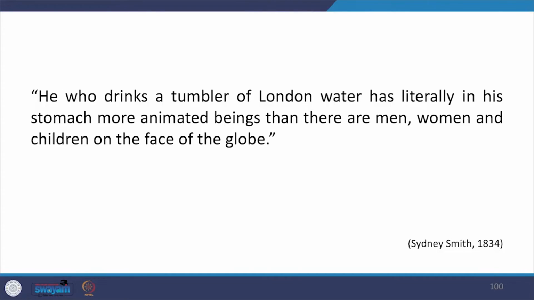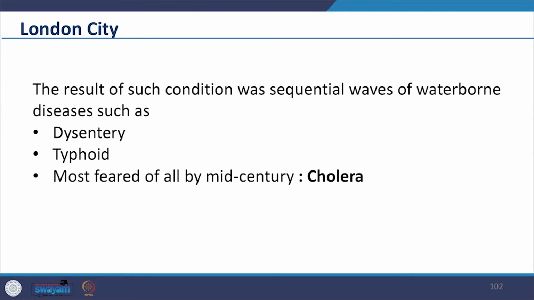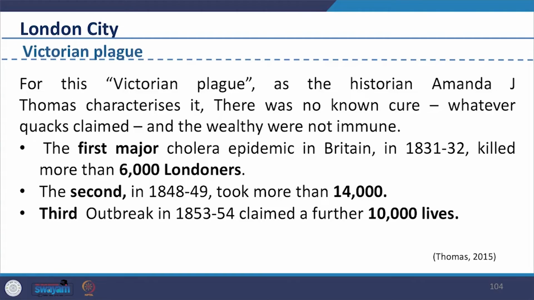In 1834, the humorist and clerk Sydney Smith brilliantly described the unpleasant truth: he who drinks a tumbler of London water has literally in his stomach more animated beings than there are men, women and children on the face of the globe. The result of such conditions was sequential waves of waterborne diseases such as dysentery, typhoid and, most feared of all by mid-century, cholera. For this Victorian plague, as the historian Amanda J. Thomas characterizes it, there was no known cure, whatever quacks claimed, and the wealthy were not immune.